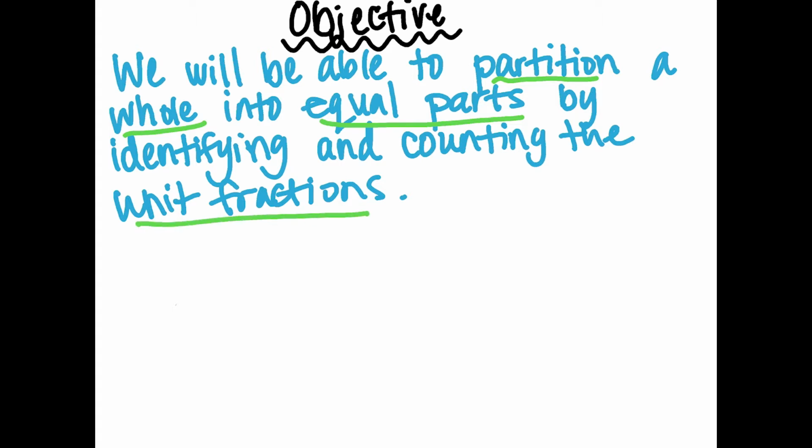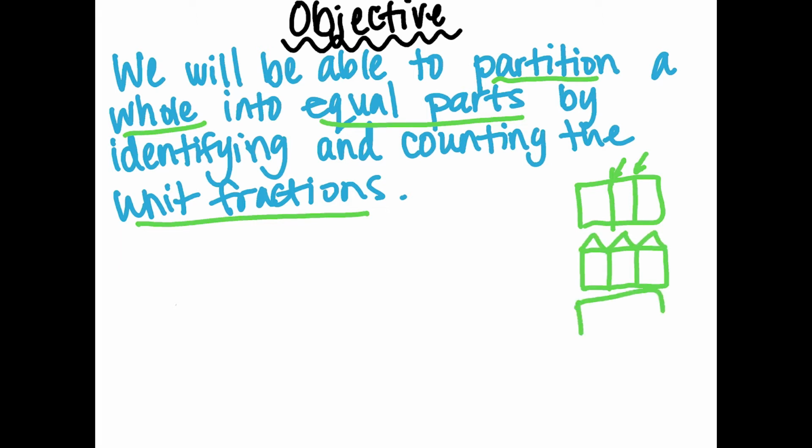Oh my goodness, so many words here that might not look familiar to you. Partition, that means to break up. So if I had a piece of paper and had to break it up into equal parts, that is partitioning. I'm breaking it up. A whole, this is a whole piece of paper, okay? Equal parts, that means that each of these parts needs to be equal. So we don't have one that looks like this. That's not equal parts, right? That's smaller than this part.